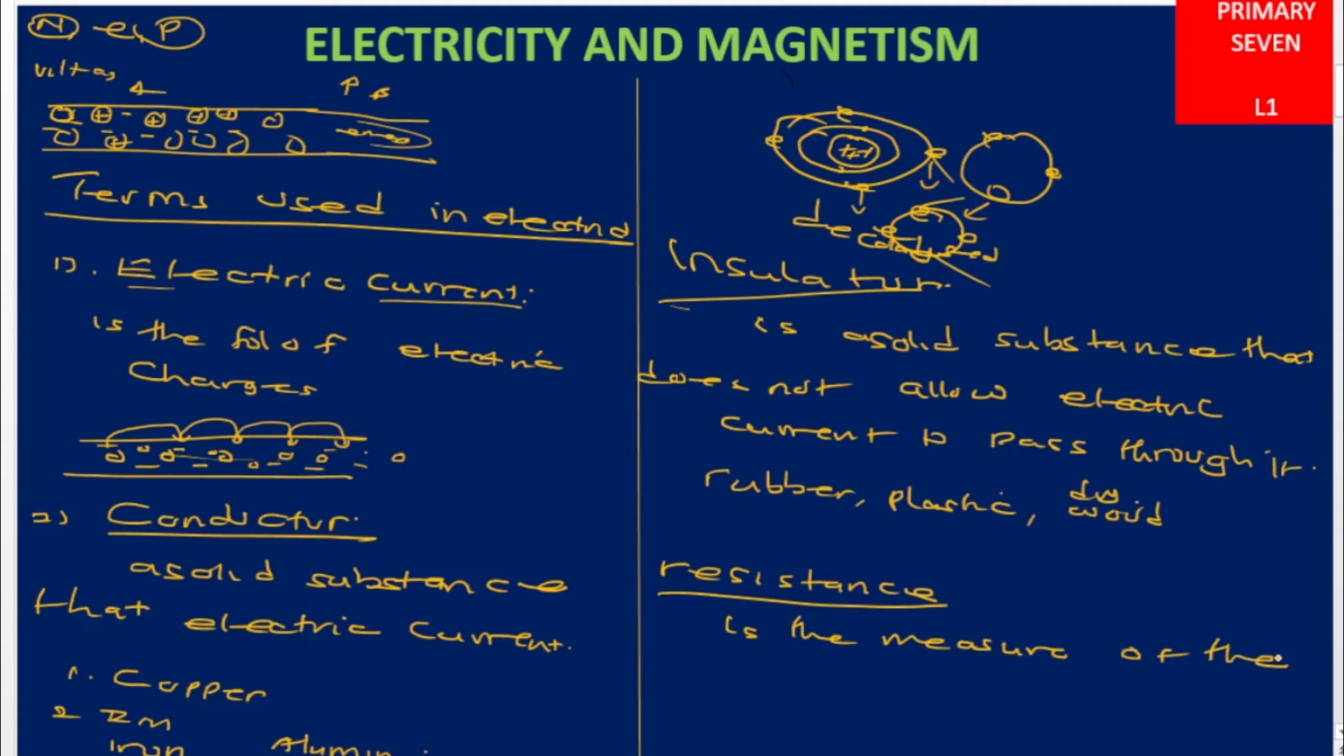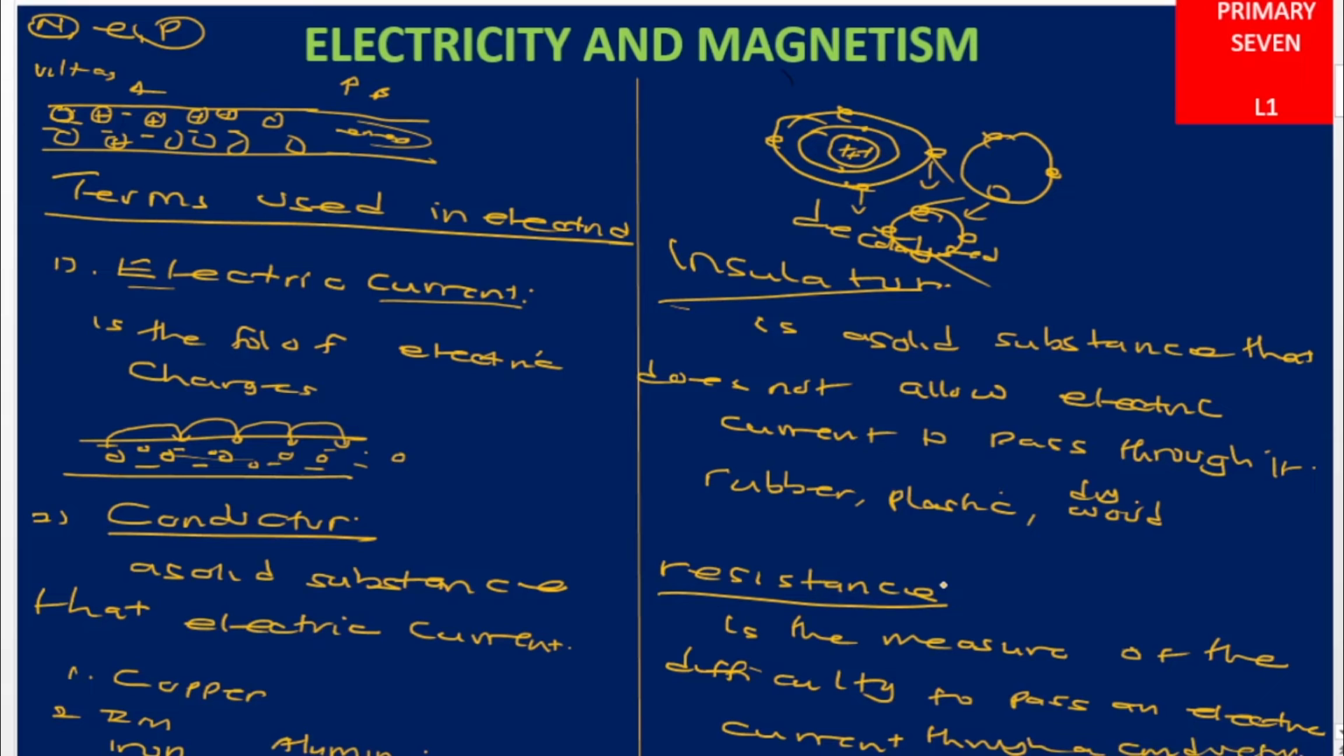Let me write it here. Resistance is the measure of the difficulty to pass an electric current through a conductor. So that is the resistance.